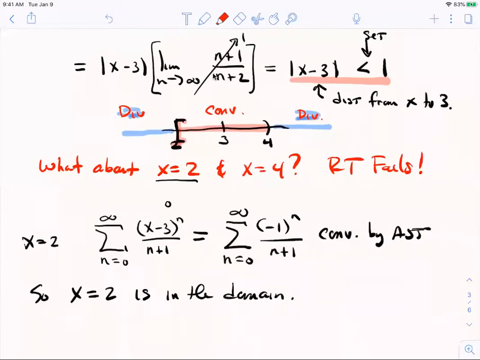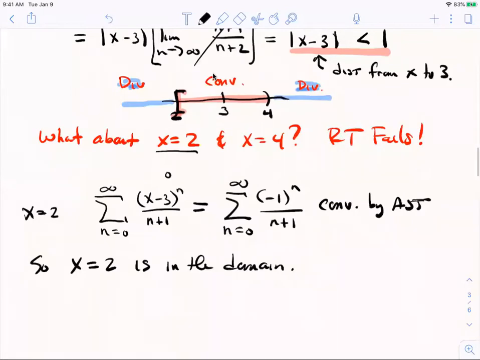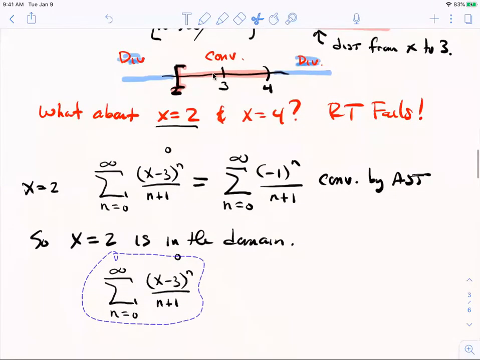I've got to ask the same question about x equals 4. Stop the video and see if you can answer the question yourself before I do it. I have to take x equals 4 and plug it into this series and see what I get. So again, let me be a little bit lazy here and just copy this. Put it down there, and let's do the same thing.